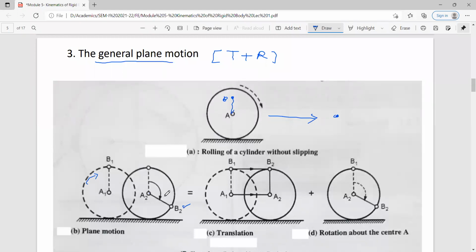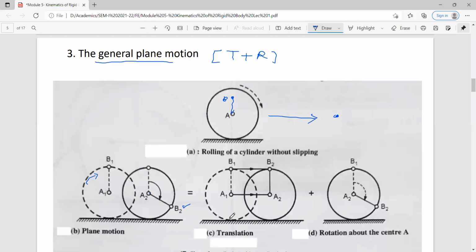And again, the point A has changed its position from A1 to A2. So you will say that translation is also there. So it is called general plane motion. You can consider this case as equivalent to this.